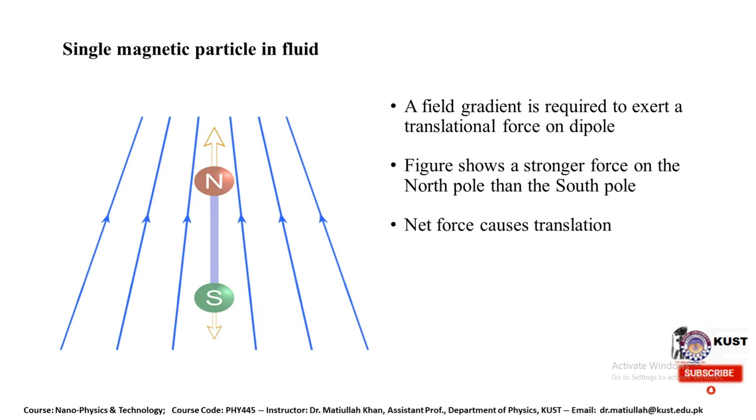A field gradient is required to exert a translation force on the dipole, and as clarified in the figure, there is a stronger force on the north pole and a weaker force at the south pole. This is just like a non-uniform magnetic field. In the previous cases we discussed a uniform magnetic field, but in this particular case we are considering a non-uniform magnetic field. So this net force causes translation as well.